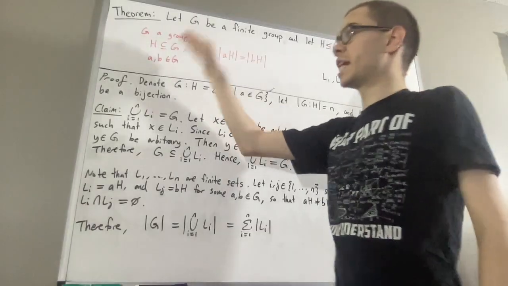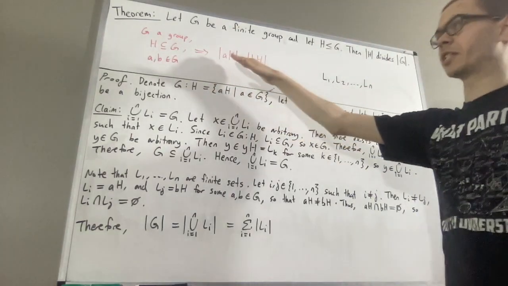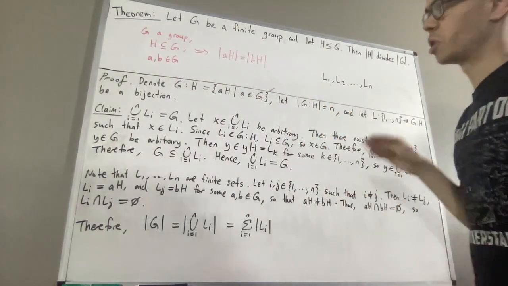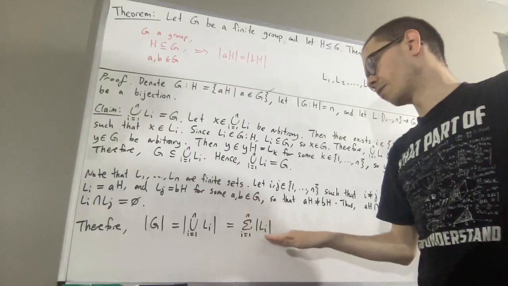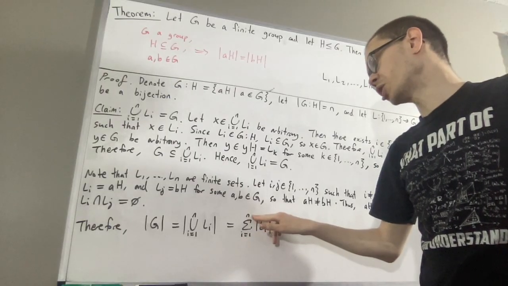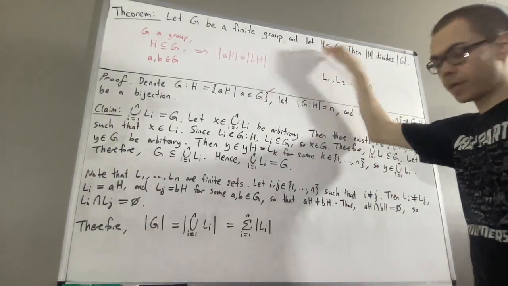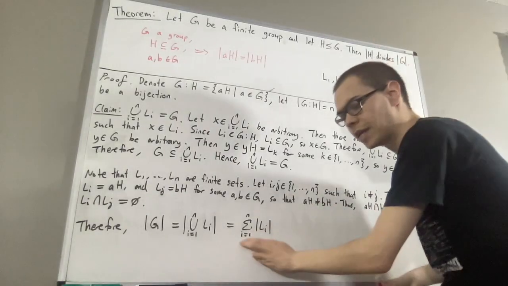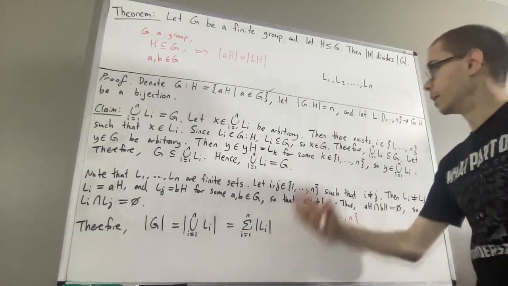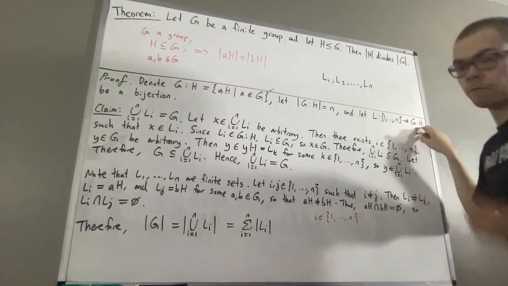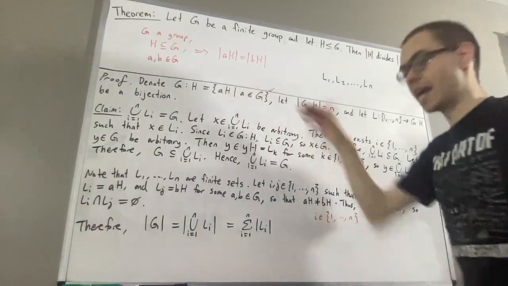Given that G is a group, H is a subset of G, and A and B are elements of G, then the cardinalities of AH and BH are the same. So let's use this to show that for every left coset here, given any integer i between 1 and n, the number of elements in Li is equal to the number of elements in H. So how do we show that? Well, let's consider an arbitrary integer i between 1 and n. Then Li is an element of this set by definition of our function. So Li is equal to AH for some element A in G.